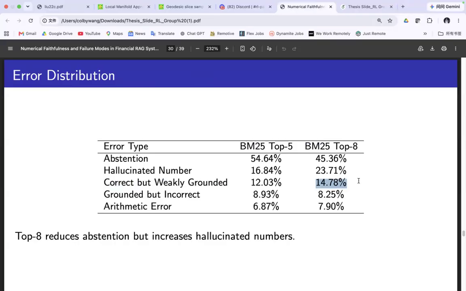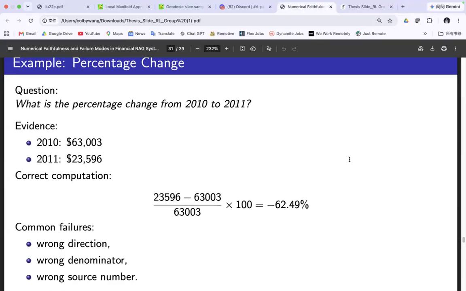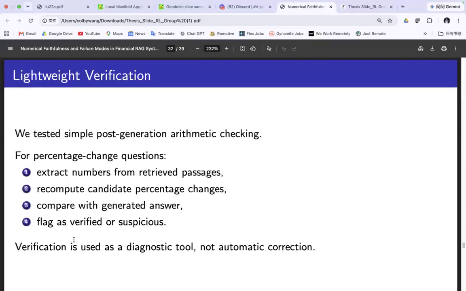And for grounded but incorrect, we see the ratio actually decreases, and arithmetic errors stay at a similar level. So we see that top 8 actually reduces abstention but increases hallucinating numbers. Here the abstention sometimes includes cases where the answer is actually present in the document, but the model did not retrieve the relevant chunk. Finally, this is the example we gave earlier, and we will not go over it again.